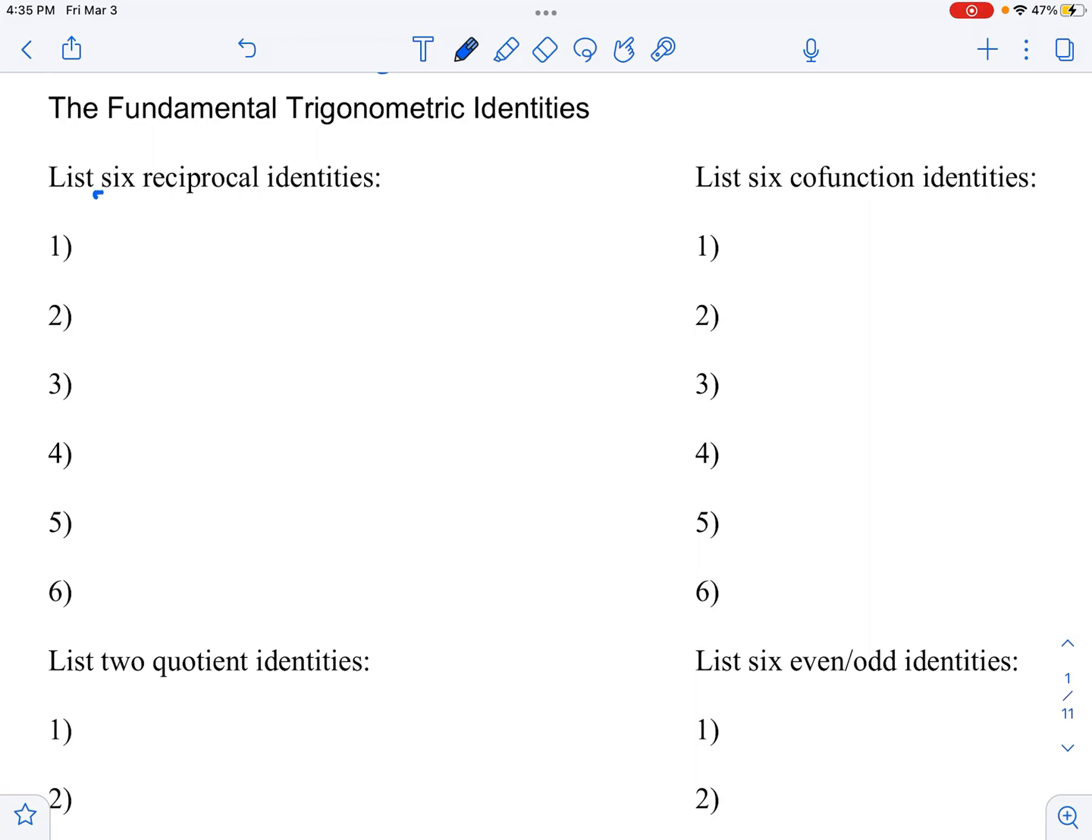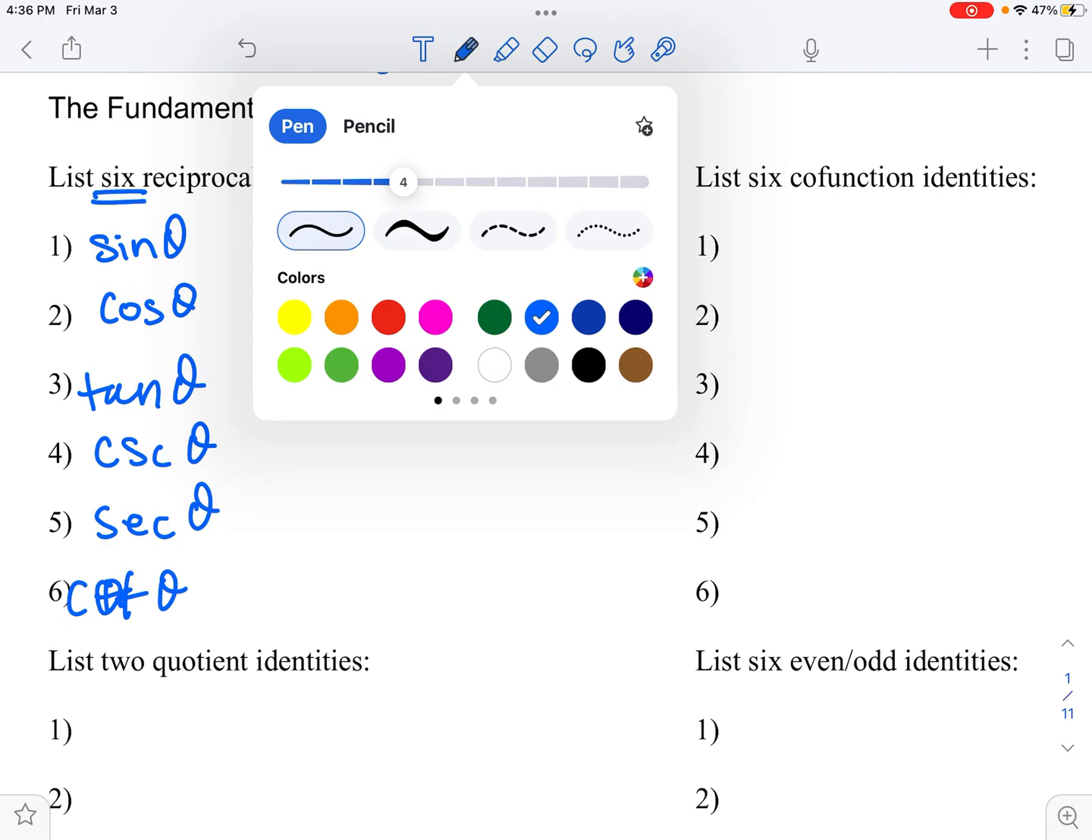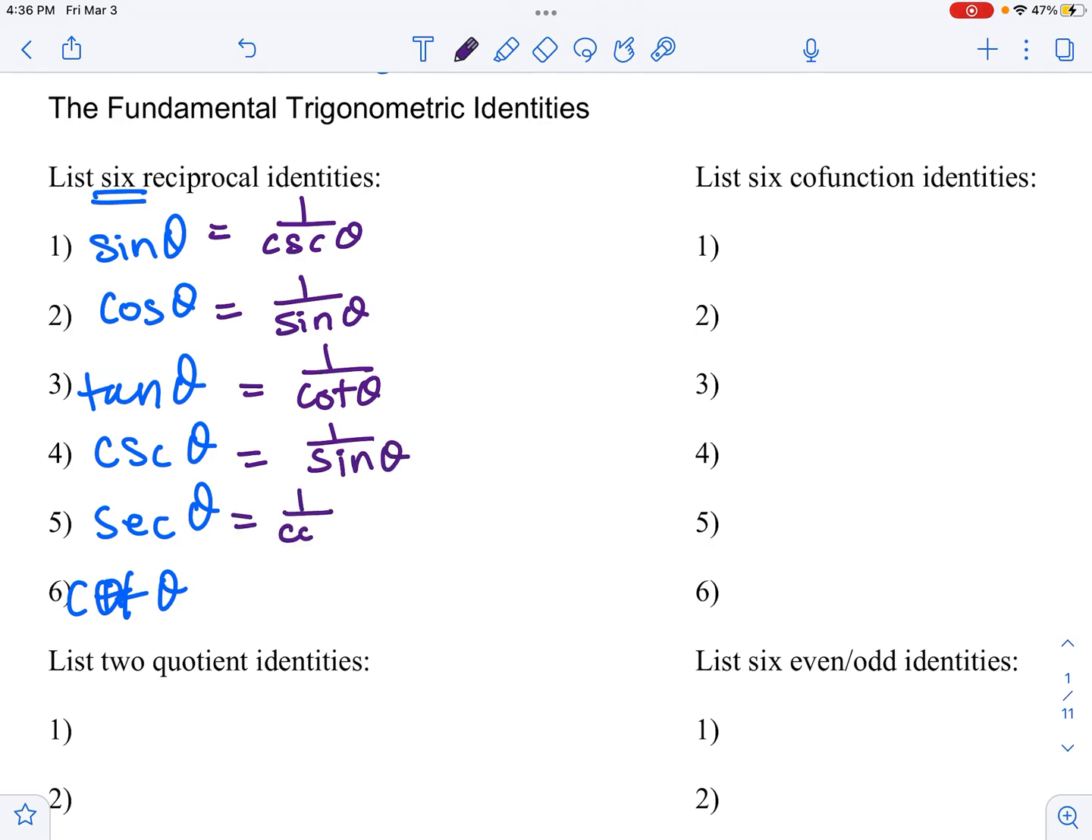So we know the 6 trig functions are sine, cosine, tangent, cosecant, secant, and cotangent. But their reciprocal identities look like this. Sine is 1 over cosecant. Cosine is 1 over secant. Tangent is 1 over cotangent. Cosecant is 1 over sine, pardon. Secant is 1 over cosine. And cotangent is 1 over tangent. Those are the reciprocal identities.